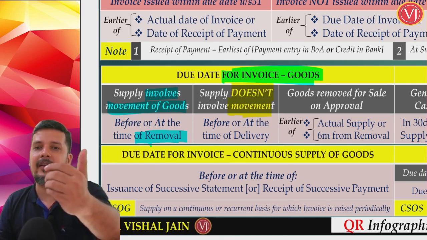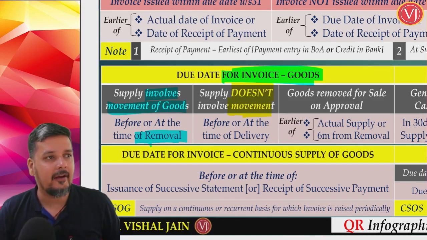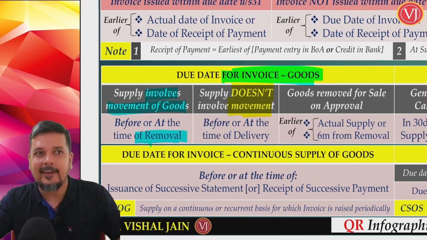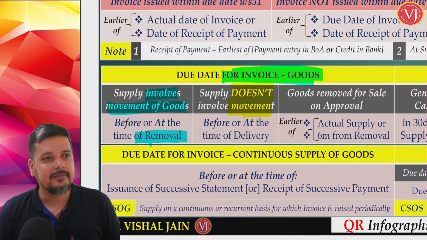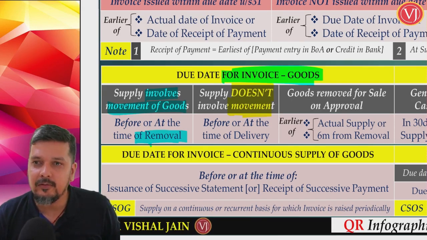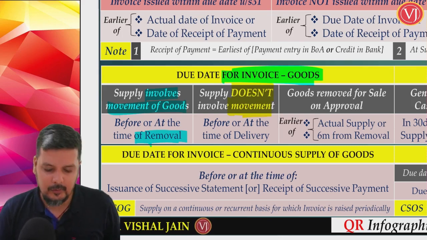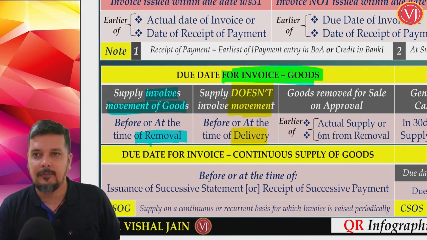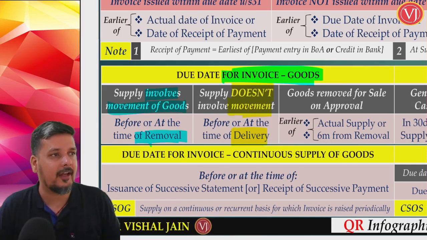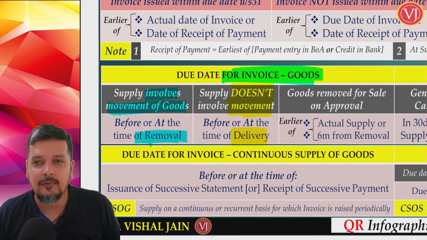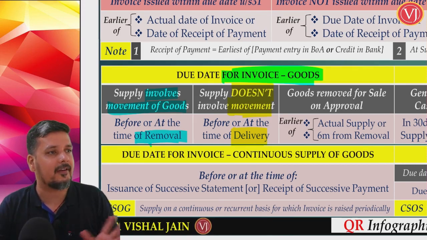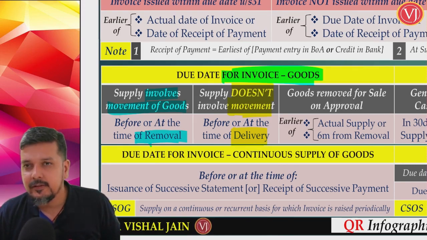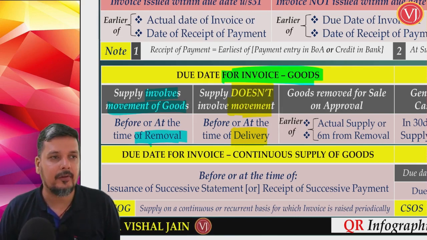Supposing I have sold this entire instrument to ICI, but all these items are lying here. Possible? This entire equipment set, I am selling it to ICI. There is supply of goods. Is there any movement? No. So it is on or before delivery, constructive delivery. Constructive means when I'm handing over all the passwords, etc. I'm handing over all these items to them, including the passwords. Clear? This is the normal due date of invoice for goods.